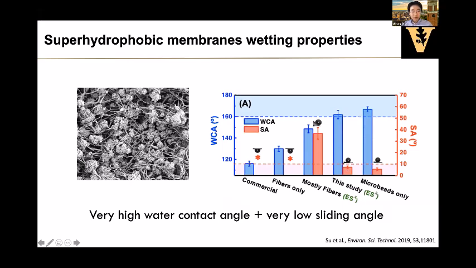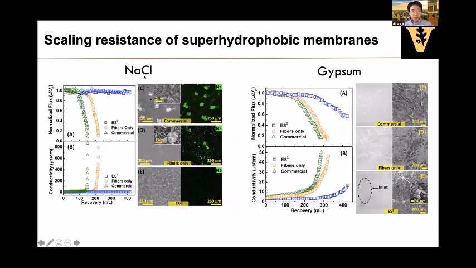So it's super hydrophobic. As you can see here with sodium chloride, the super hydrophobic membrane is basically completely scaling resistant. Even when you have precipitate of sodium chloride in the bulk, you still don't see any flux decline with the super hydrophobic membrane, while with the conventional hydrophobic membrane or electrospun hydrophobic membrane, you see significant flux decline.